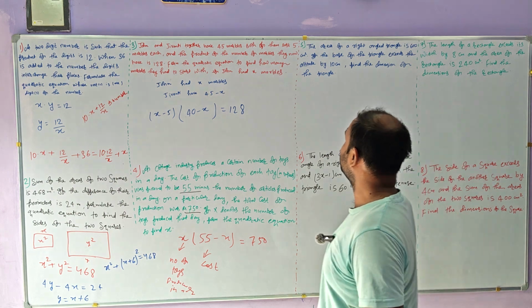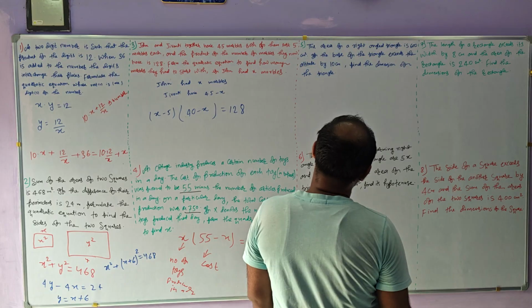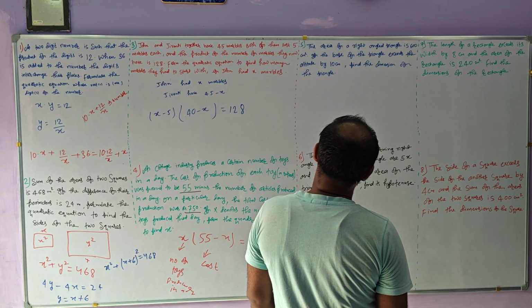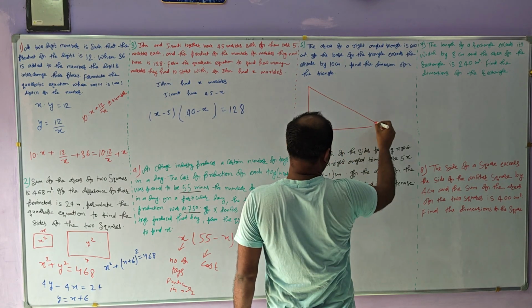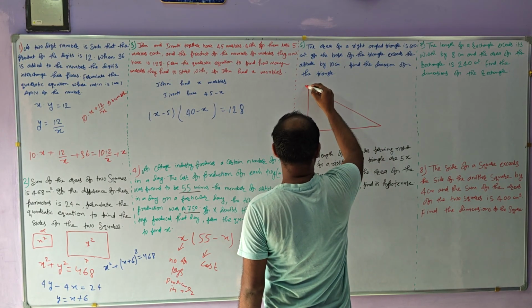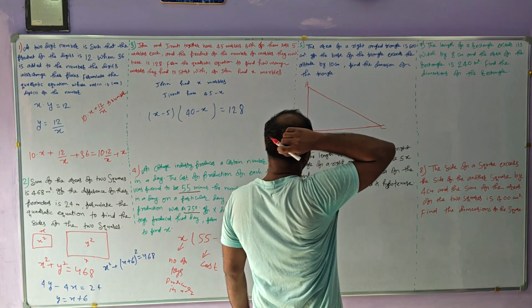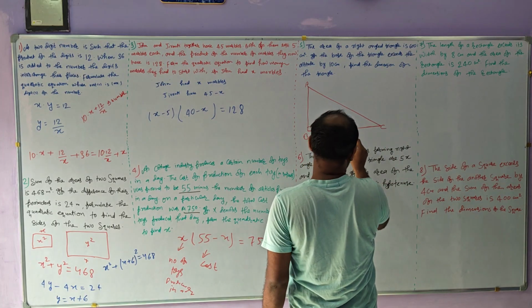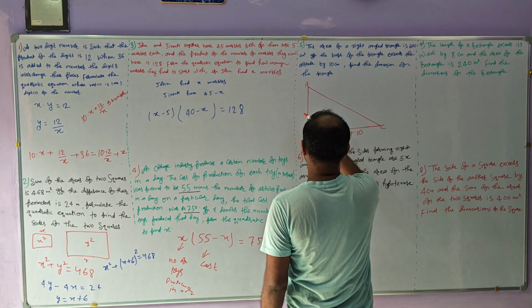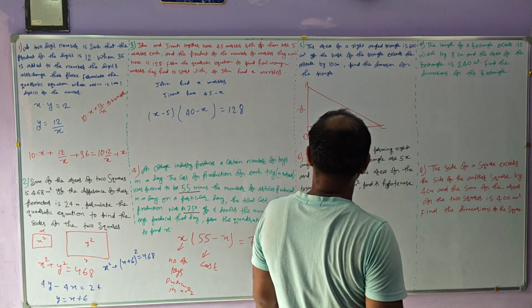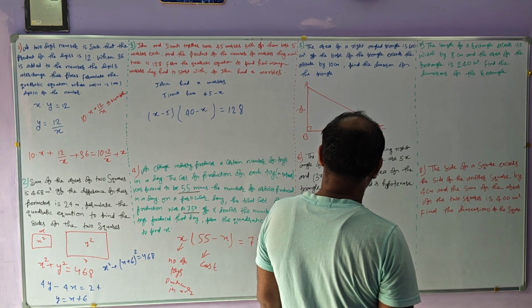Now, another: the area of a right triangle is 600 square centimeters. If the base of the triangle exceeds the altitude by 10 centimeters, we draw a triangle ABC with an angle of 90 degrees at B. Suppose the altitude is x, then the base becomes x plus 10.